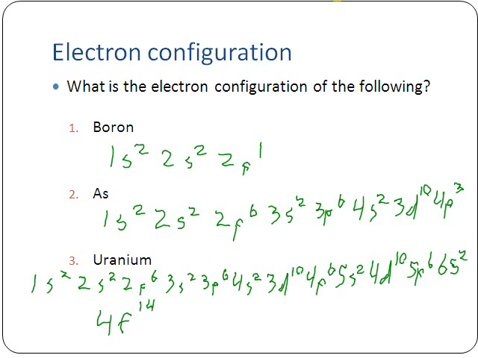After 4f, we then would go to 5d, and 5d fits 10. And then after that, we go to 6p, which has 6. The end of that 6p is going to take us all the way to radon. And then after that, we go to 7s. So we fill that one up, the 7s2, that takes us through radium.